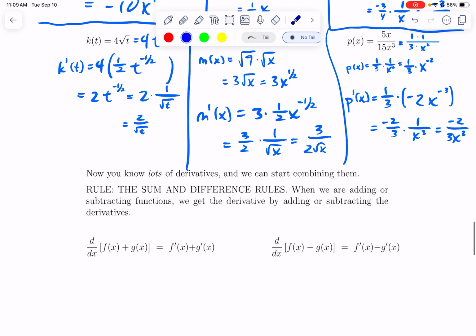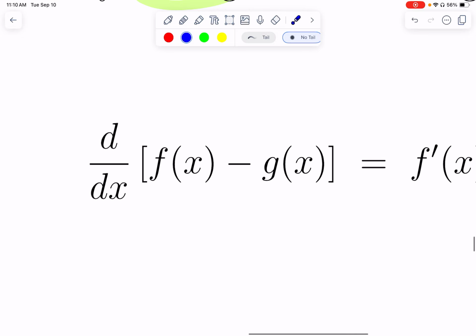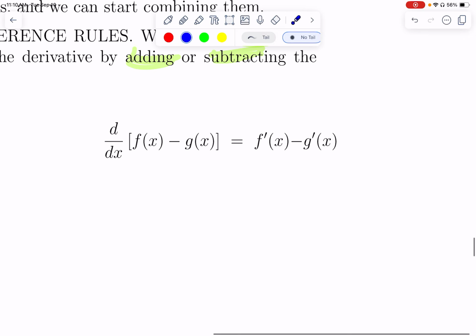All right, one more rule in this section, and luckily it's very intuitive. So this is called the sum and difference rules. So here's the good news. If we are adding or subtracting functions, we get the derivative by just adding or subtracting the derivatives. So here it is expressed kind of abstractly. I have the functions f and g added together, and I want to know the derivative. Well, it's just the derivative of f plus the derivative of g. Just do them separately and keep the addition.